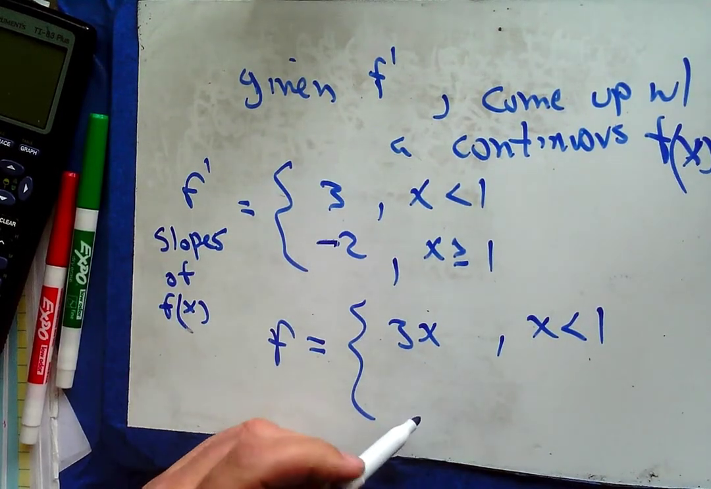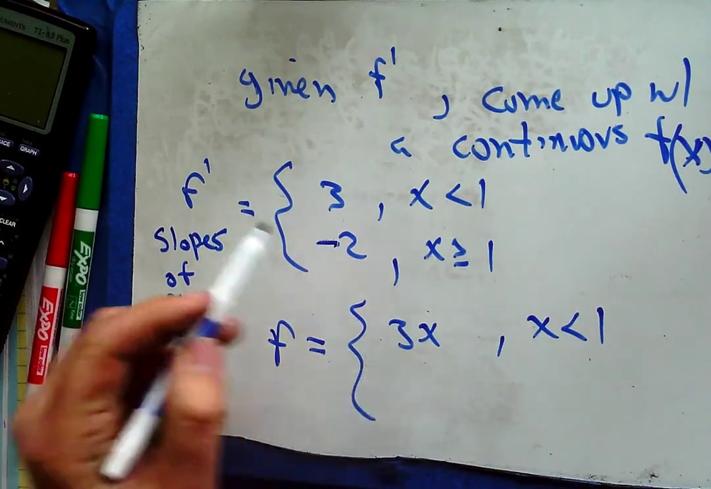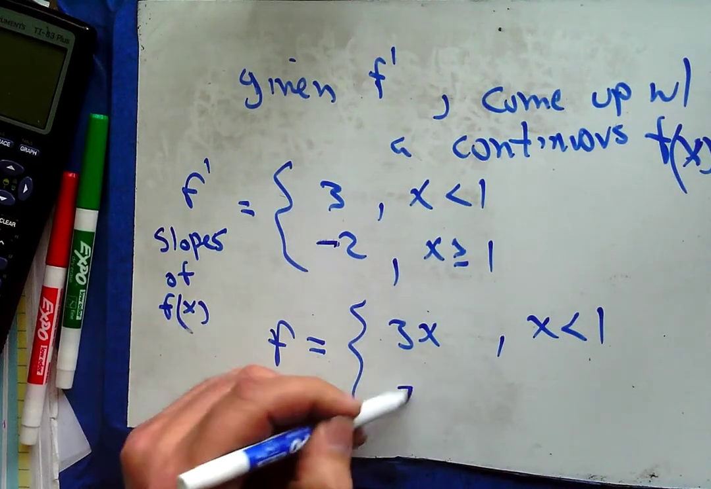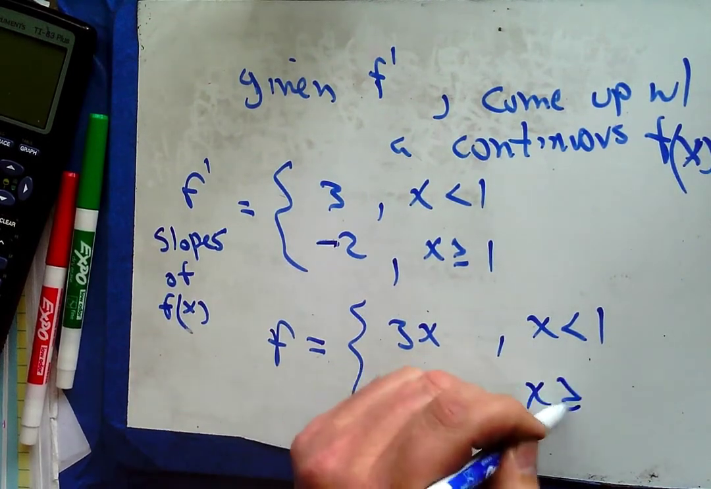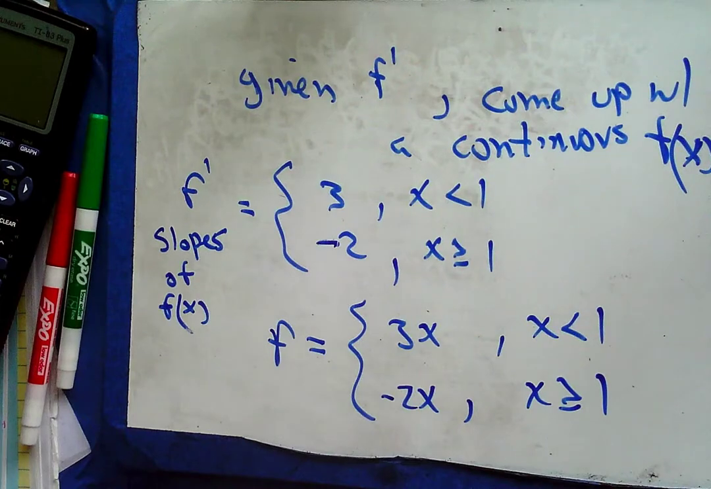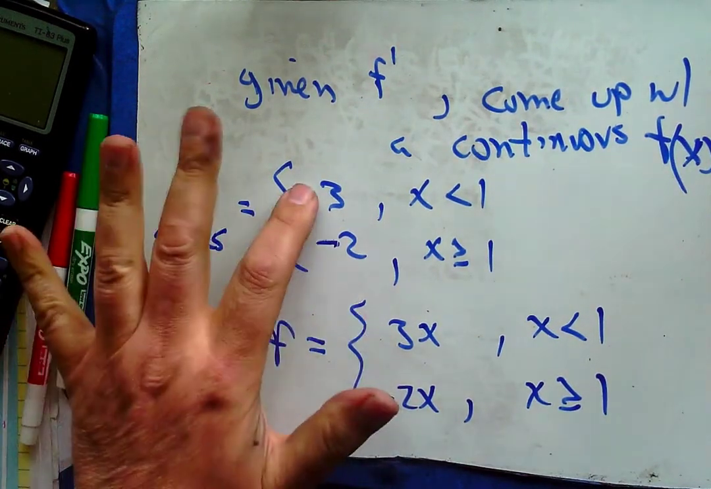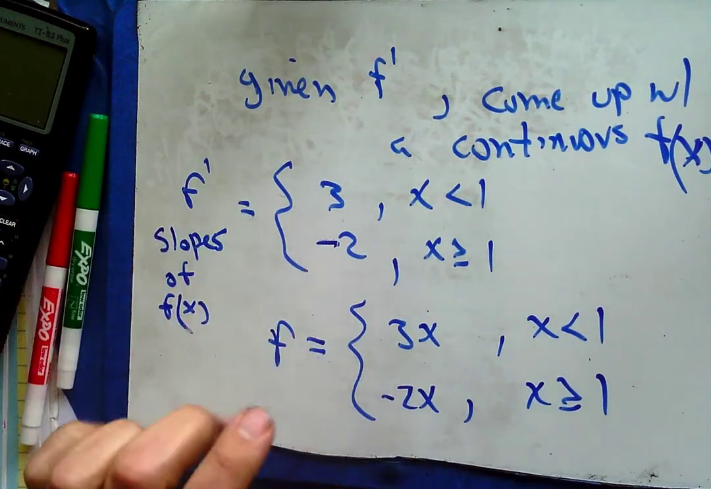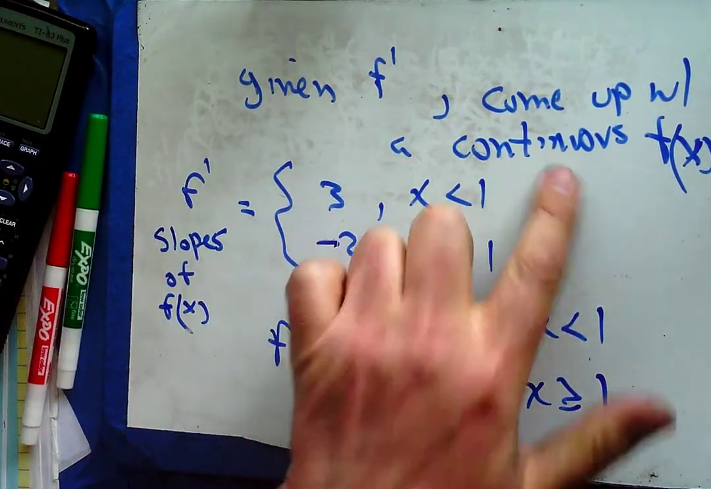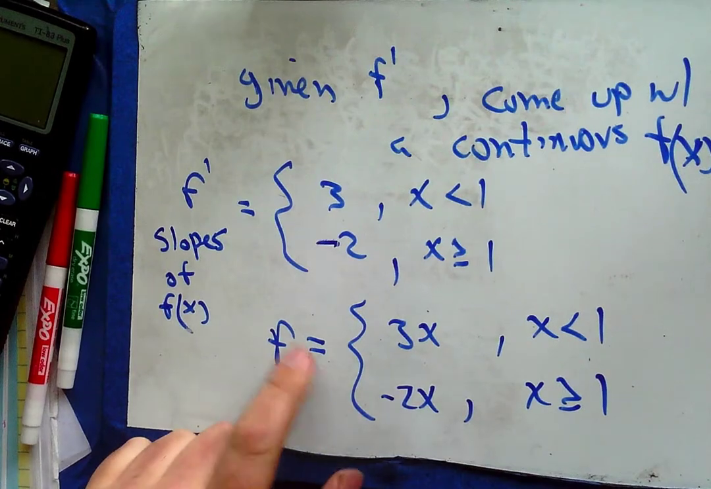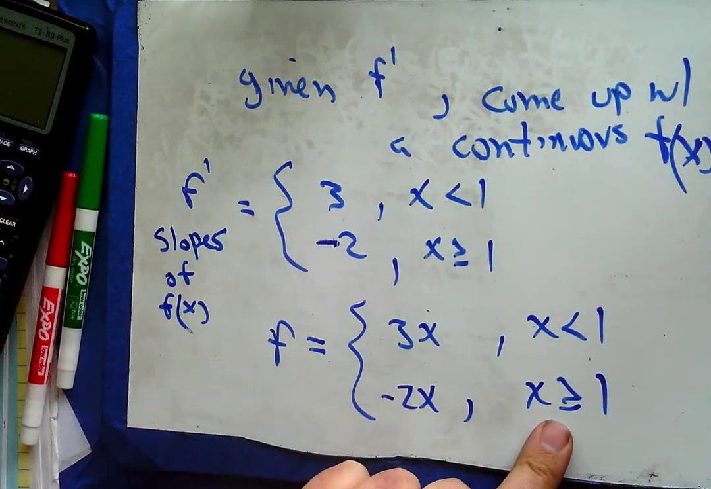So what can I write for this part? Well, this is a slope. So how about negative 2x for x values greater than or equal to 1? However, while I agree that the derivative of this is this, and the derivative of this is this, remember here it says continuous f of x. Is f of x continuous at 1?